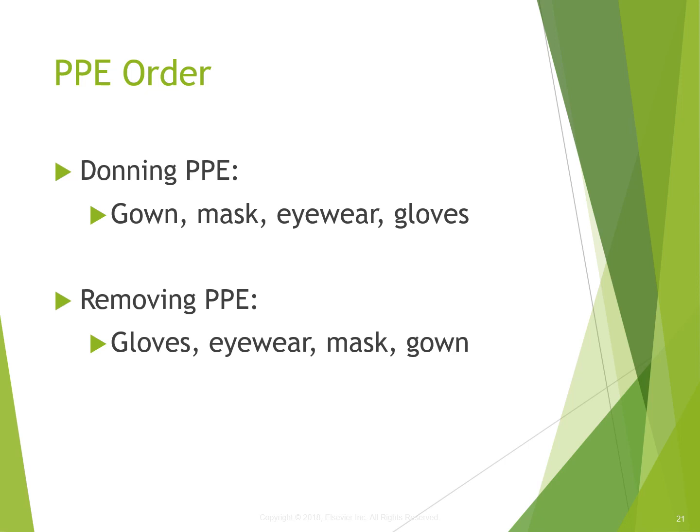The order of placing your PPE is very important. So when we're donning our PPE, we put on our gown first, followed by our mask, then our eyewear, and then our gloves. When we're removing, we're going to do the opposite. We're going to take off our gloves, then our eyewear, and remember to take your eyewear off from behind your ears. Your mask, also from behind your ears, and your gown. And with your gown, we want to fold it inside out so we are able to wear it for our next patient.